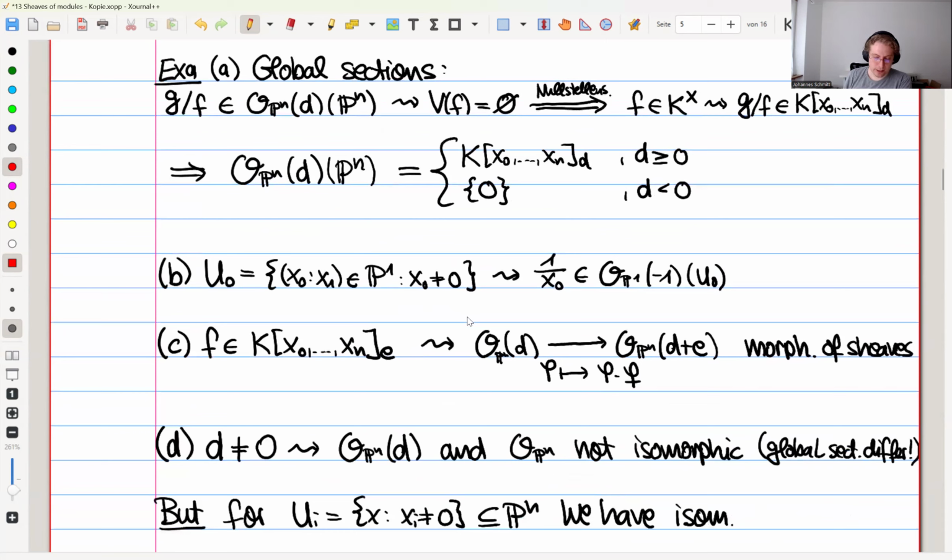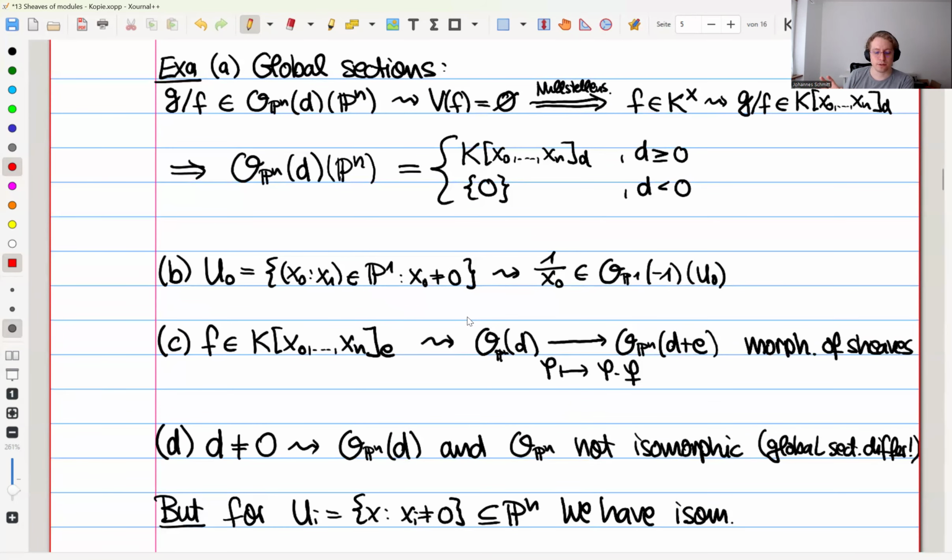But then we can also ask, what are sections on some open subsets? For example, the standard open subset that we like. And there we see that even these sheaves with negative entries can have some sections. So for example, if you take U0 to be these points in P1 such that x0 is non-zero, the standard open chart here, then we have an allowed section here. We can take 1 over x0 on this.